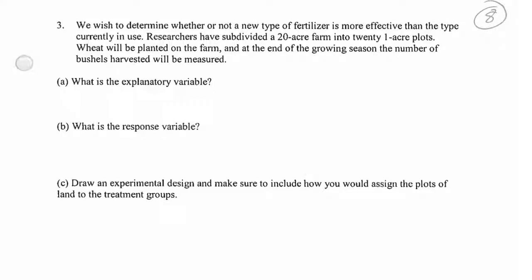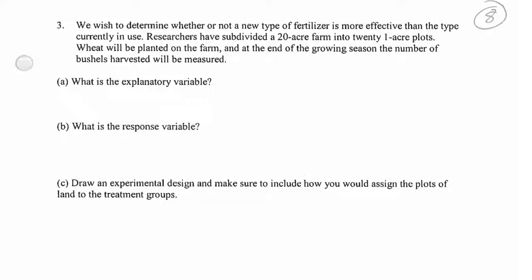We wish to determine whether or not a new type of fertilizer is more effective than the type currently in use. So researchers have subdivided a 20-acre farm into 20 one-acre plots. Wheat will be planted on the farm, and at the end of the growing season, the number of bushels harvested will be measured. All right, so let's first get straight.